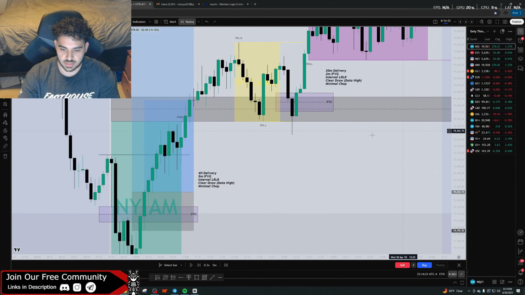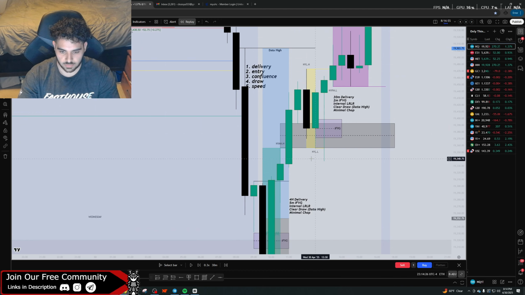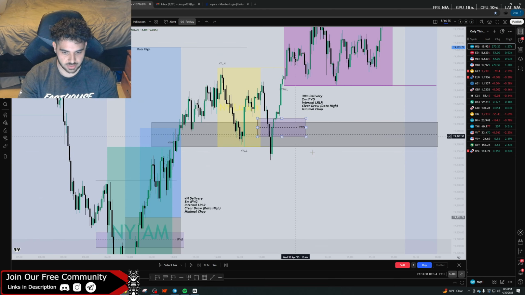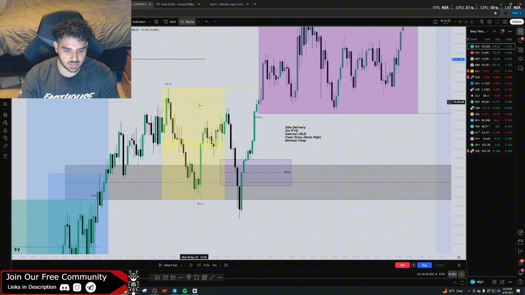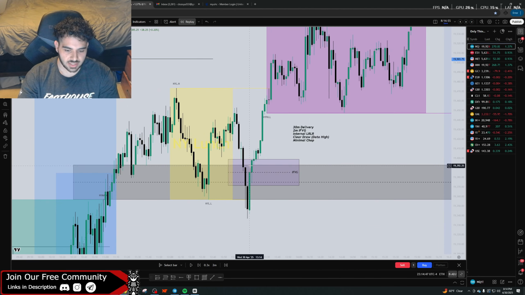Now, the second setup, there's going to be a 30-minute fair value gap right here. And then a 2-minute inversion fair value gap as our entry right here. Internal low resistance liquidity run, that's going to be these highs and these highs in here. Clear draw, data highs, same thing. Minimal chop, same thing. I'd say this one, maybe we could give it some chop right here instead of minimal chop. But regardless, I do believe it was an A+ setup just because of the things I mentioned.